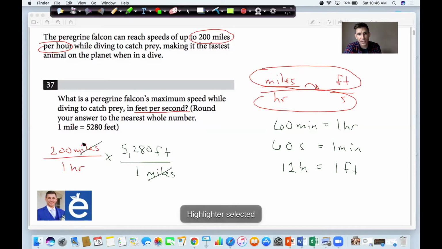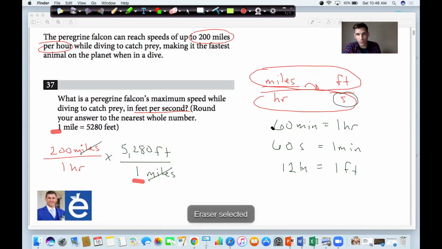Also, a quick consideration is that the number, what we refer to as the coefficient, that's out in front of the unit is the number that they're providing. That's what the conversion is. So here I have 200 times 5,280 feet, now over hours. So now I have feet over hours in terms of my answer. I'm not done yet though, because I want to go to feet per second.